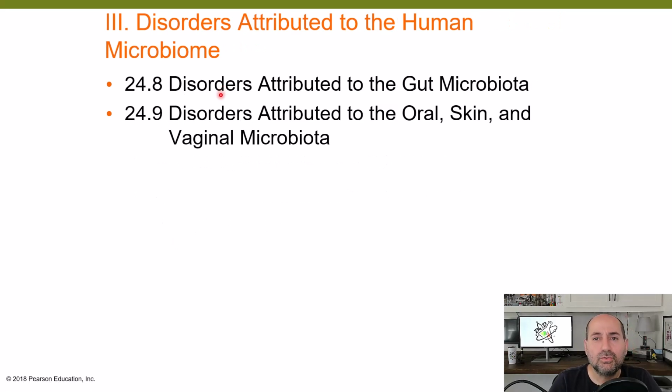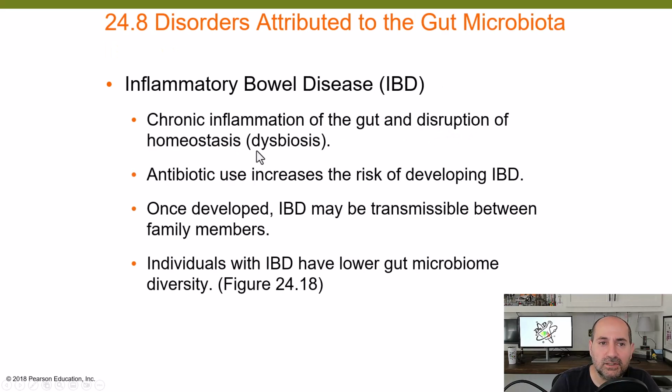Now, what are some disorders that are attributed to the human microbiome? What are some of these gut disorders, oral disorders, skin disorders, vaginal microbiota as well? Let's start with a disorder of the gut, inflammatory bowel disease, or IBD. This is a chronic inflammation of the gut and disruption of homeostasis, known as dysbiosis. Antibiotic use can increase the risk of developing IBD, but once developed, IBD may be transmissible between family members.